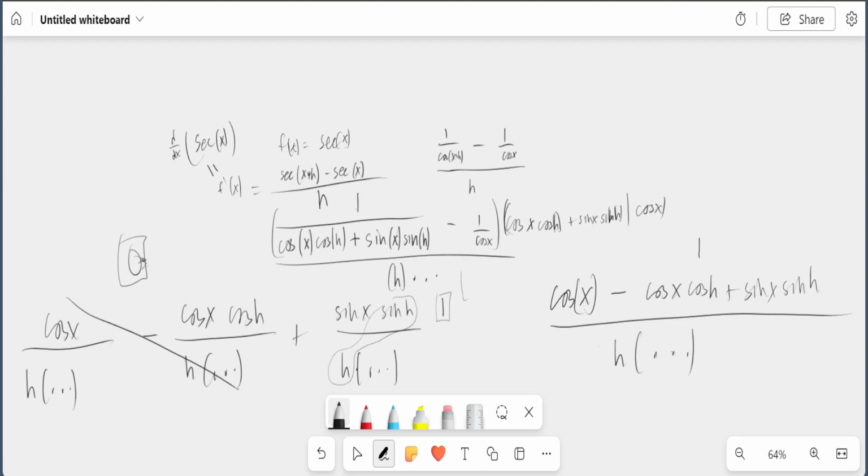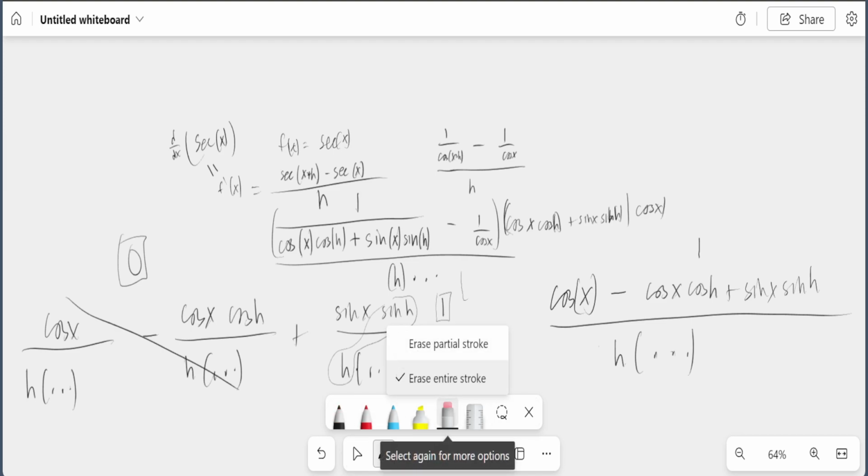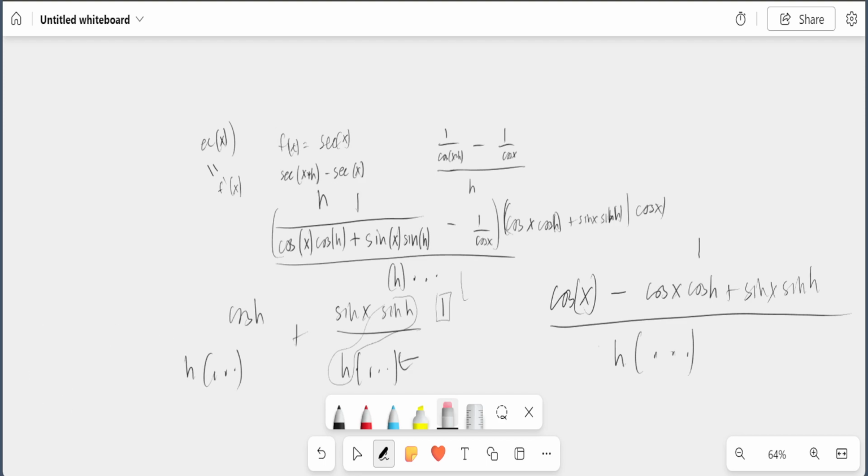Then you can plug in h for 0. So that goes to 0, and then you can plug in h for 0, you said? Yeah, you can. And then once you plug in h for 0 here, you probably get secant x tangent x. Okay, alright. I just wanted to refresh my memory on that.